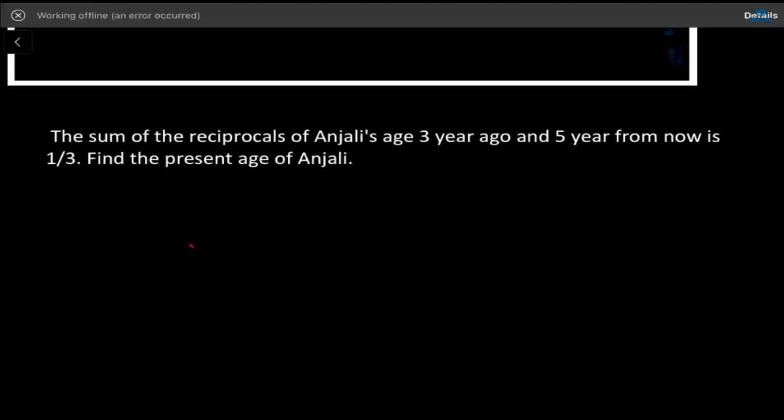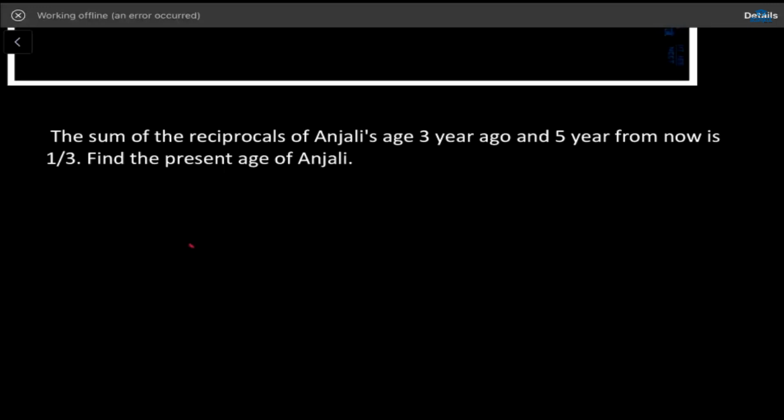The sum of the reciprocals of Anjali's age. Okay, now the sum of the reciprocals of Anjali's age 3 years ago and 5 years from now is 1/3. So 3 years ago and 5 years later. Okay, so it is talking about 3 years ago and 5 years from now, means from today, after 5 years. If you add the reciprocals of both the ages of Anjali, then it is equal to 1/3.